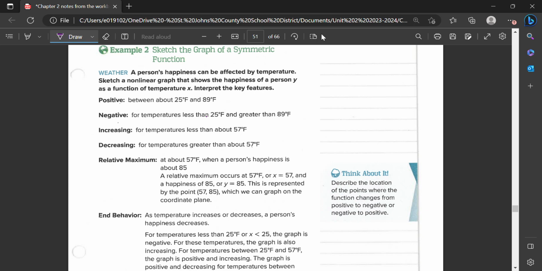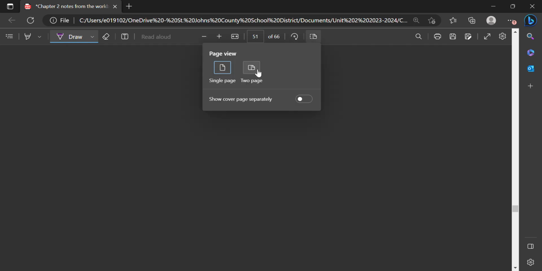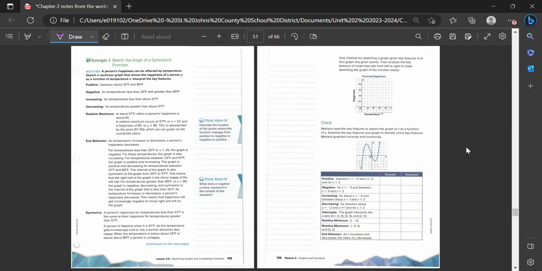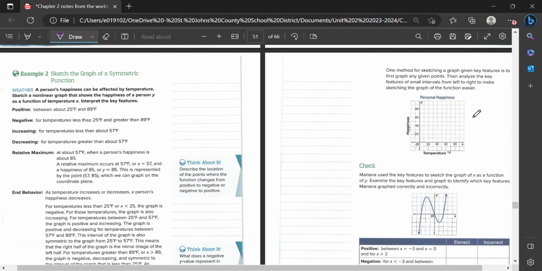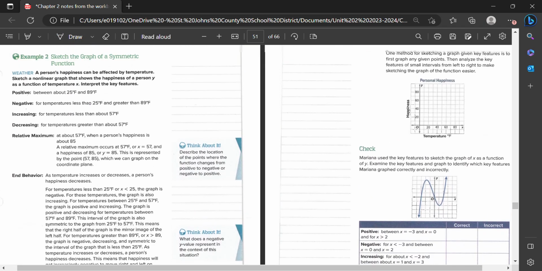All right. You know what I'm going to do here? I'm going to go 2 pages so that we can kind of see both. I know it might be a little difficult. It's a little zoomed out over here, but just so I can kind of get some of the important information. All right. So here we go.